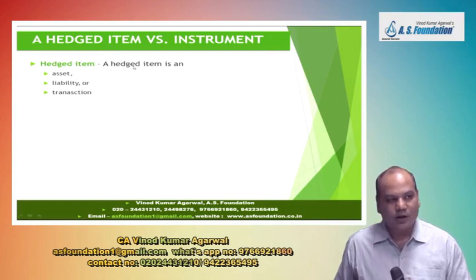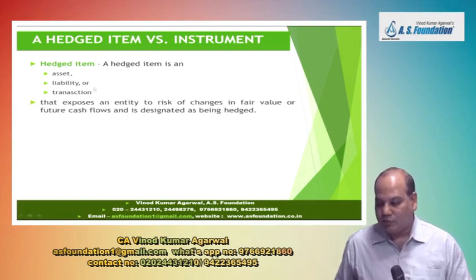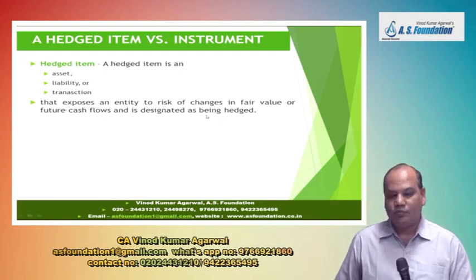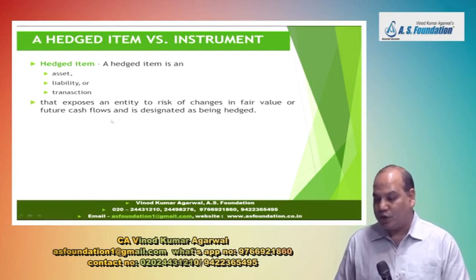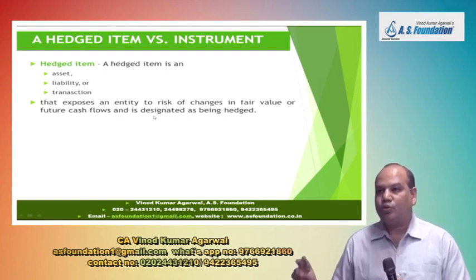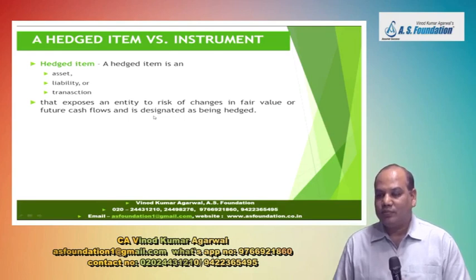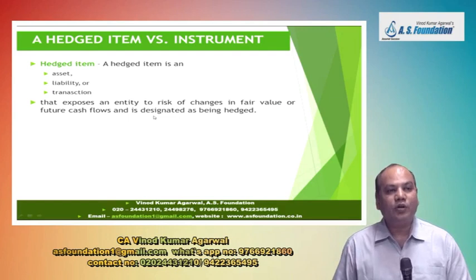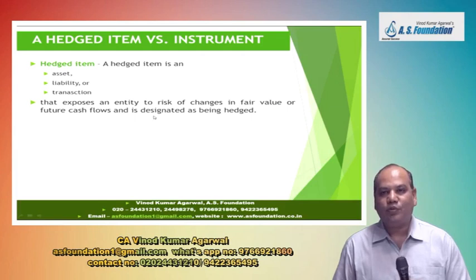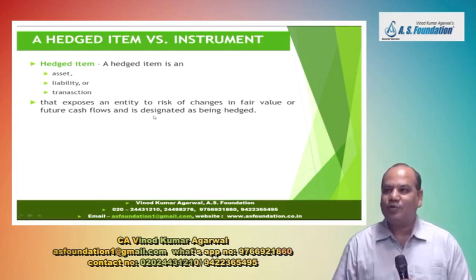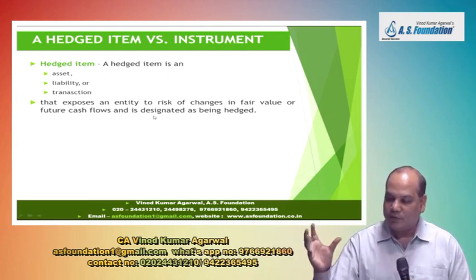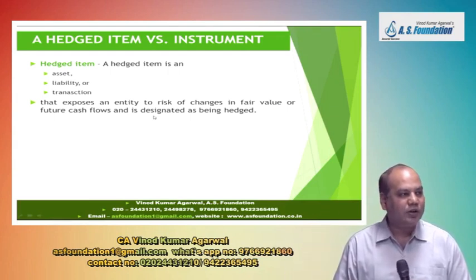So hedged item can be an asset, liability, or a transaction that exposes an entity to risk of change in fair value or risk of change in future cash flow. So there are two types of risk that we have. Either the fair value can change or the future cash flow can change. Fair value means, suppose I have equity share purchased for 1 crore rupees. Its value may become 20 lakh. That is called fair value risk. The fair value of the asset can go down.